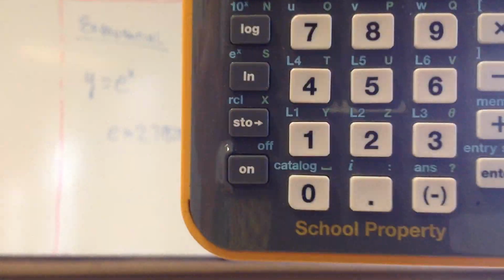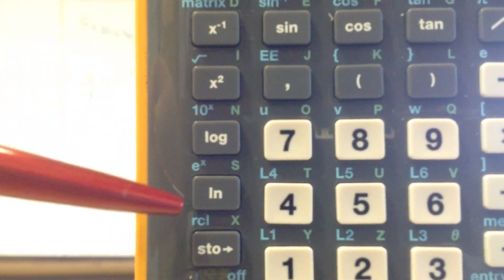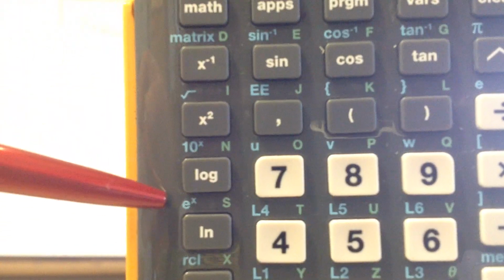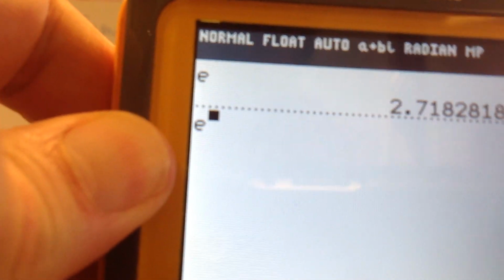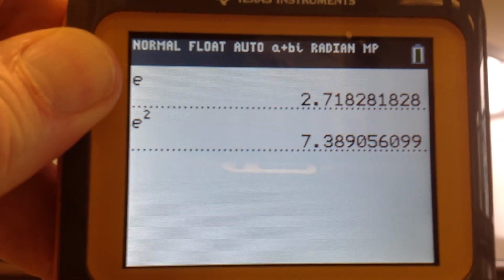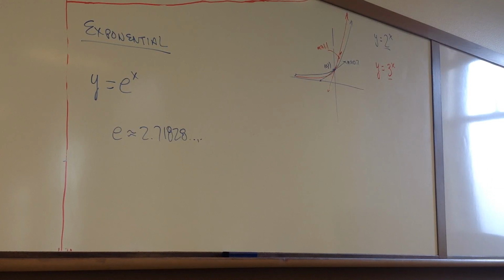The other place where you can access e is down here. You see that ln key, and we'll talk about these in the next section, the log and ln. But there's e to the x power right there. So if you do second and then ln, you'll get e just with an exponent. And so if you want to know what e squared is, you can type in the 2 there and then hit enter, and so there it is. So there's two different ways to access the e. And I'll talk about that more when we start looking at graphing these functions.